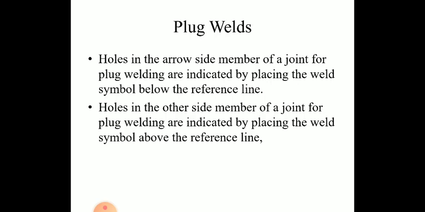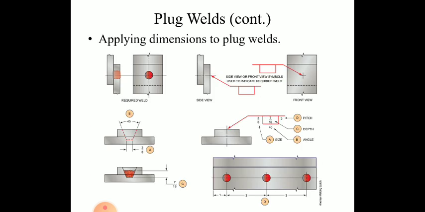The plug weld: the holes in the arrow side member of the joint for plug welding are indicated by placing the weld symbol below the reference line, and the holes in the other side member of the joint of a plug weld are indicated by placing the weld symbol above the reference line. You can see here that is the plug welding. These are the details, as you can see, how depth and size are to be performed.